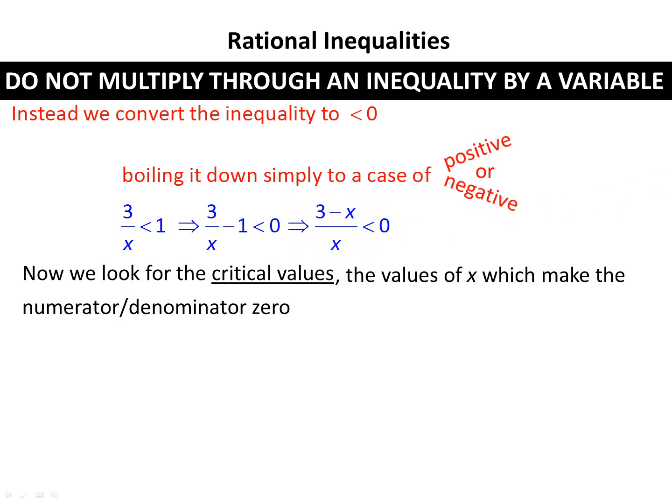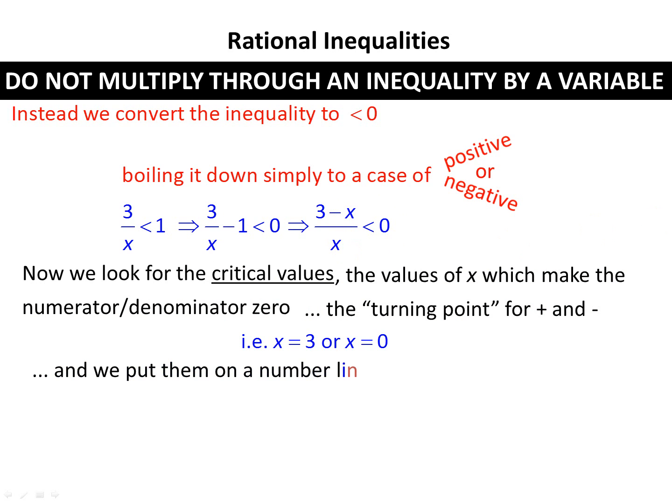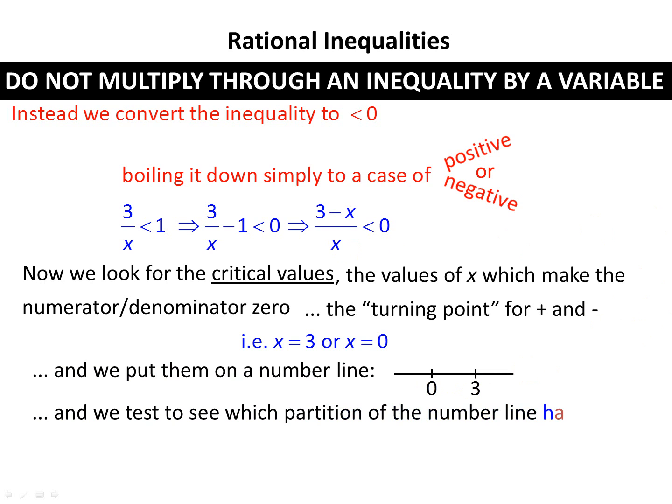So if this is 0, we have a boundary between negative and positive. It means it's a turning point for positive or negative. So in this case, x equals 3 or x equals 0. We're going to put them on a number line now: 0 and 3. Notice I put it in the right order. And we test to see which partition of the number line has numbers which make the inequality true.